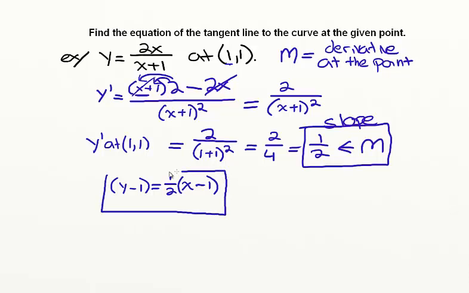If you wanted to, you could distribute out this 1/2 to that x and 1/2 to the minus 1, and then solve for y to get your slope-intercept form. Remember, where y equals mx plus b. But this is also an equation for the representation of a line, so we can still leave it in this form that I have in the box here, in our point-slope form, if we wanted to. So this is the equation of the tangent line to the curve at the given point.